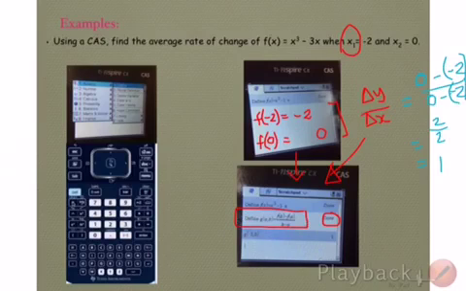And that's pretty much it. You should be set to do the next lot of questions.